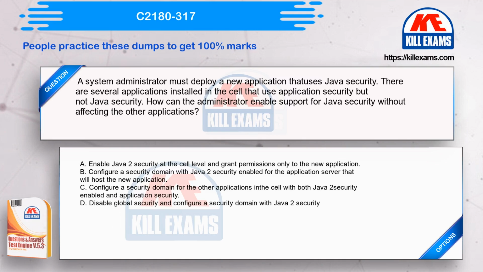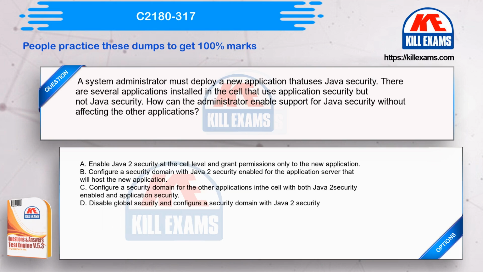A system administrator must deploy a new application that assesses Java security. There are several applications installed in the cell that use application security but not Java security. How can the administrator enable support for Java security without affecting the other applications? Option A. Enable Java 2 security at the cell level and grant permissions only to the new application.